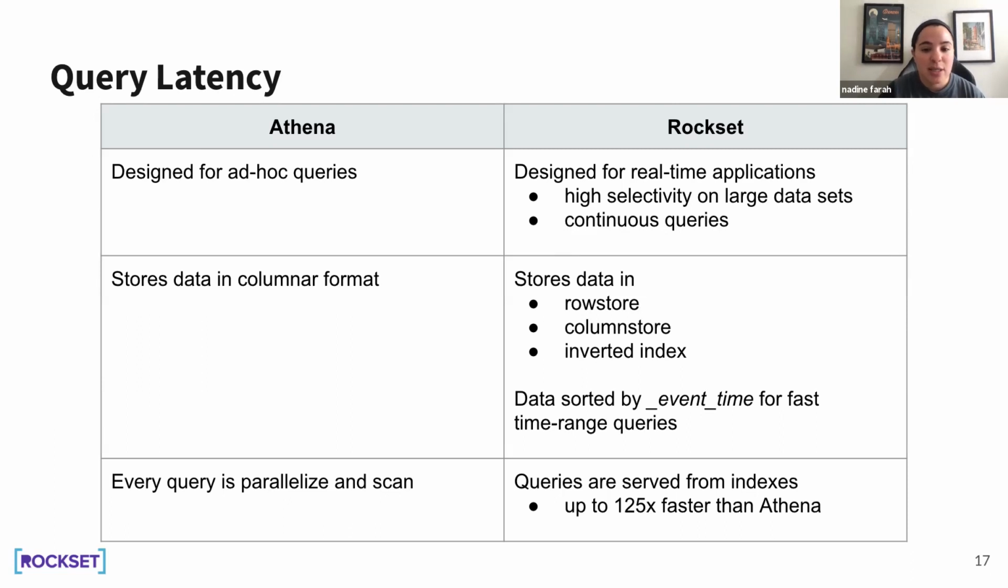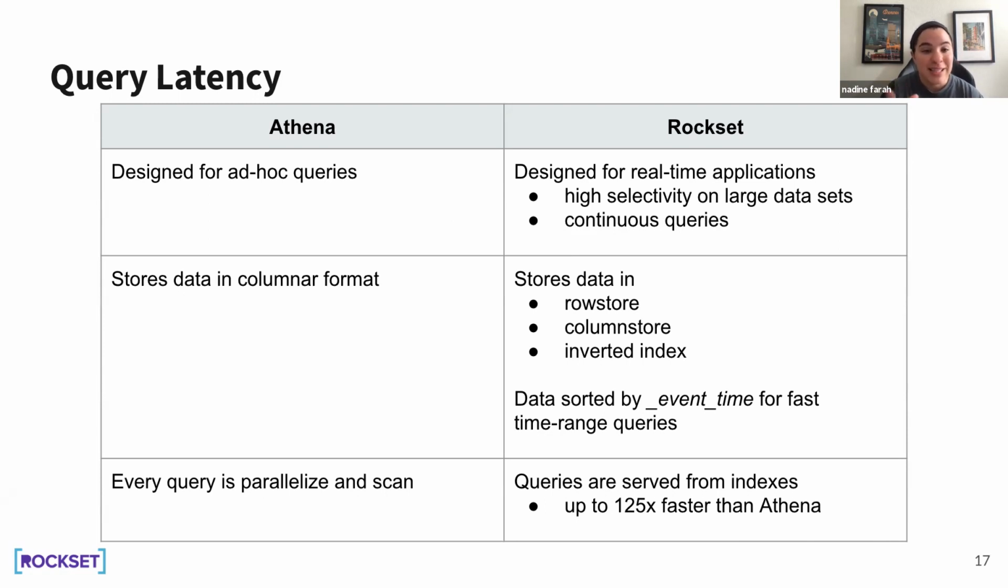Athena mostly tries to store data in a columnar format, but in comparison, Rockset stores data in 3 different ways in what we call Converged Index. Converged Index unifies a row store, similar to MongoDB or Postgres, a columnar store similar to Athena or Snowflake, like your data warehouse, and then finally an inverted index like Elasticsearch.